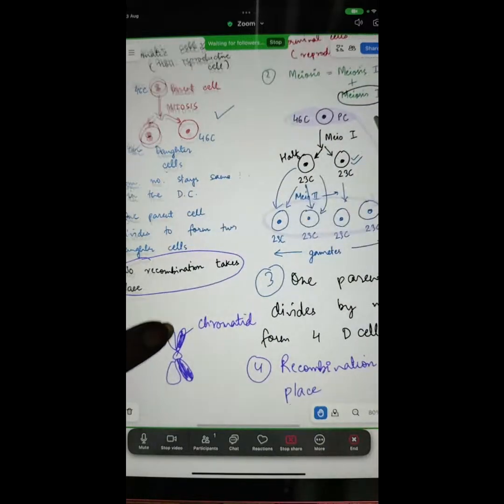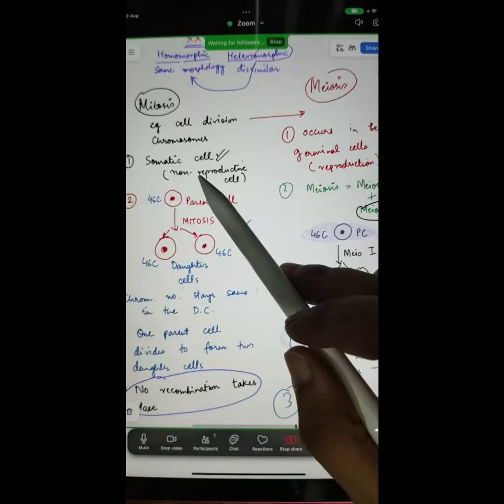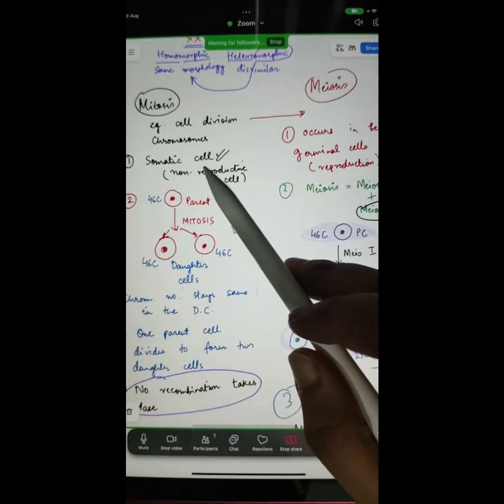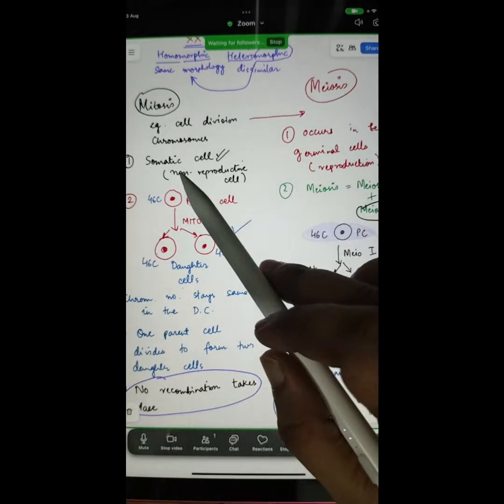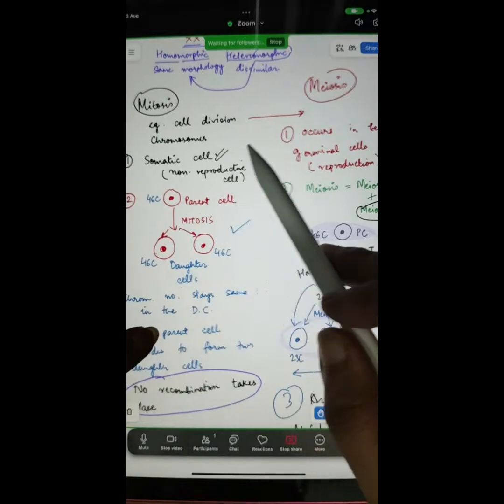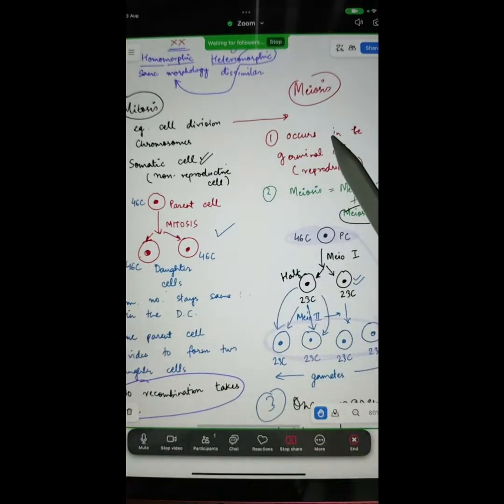And what is not being noticed in mitosis? Recombination is not there. So whatever you are speaking here, you have to speak about the contrasting thing in meiosis. If you are writing here that mitosis occurs in the somatic cell, here you need to tell the cell in which meiosis occurs. So meiosis occurs in the germinal cells or the reproductive cells.